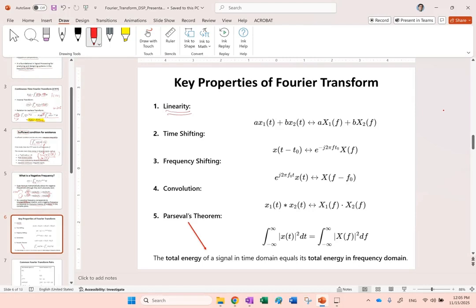So if you apply Fourier transform on basically a linear combination of two signals, ax1 plus bx2 or plus minus, the result of that is going to be a Fourier transform of x1 plus b Fourier transform of x2, and plus and minus. So the operation is absolutely linear, and that is one of the best things about it. Then we have time shifting.